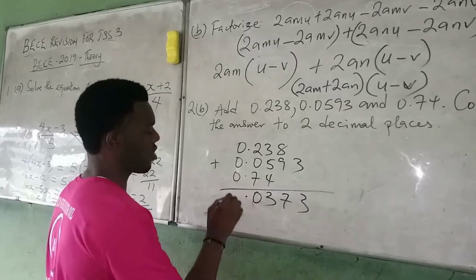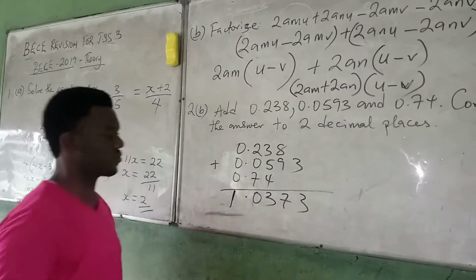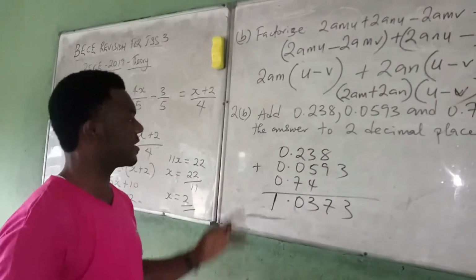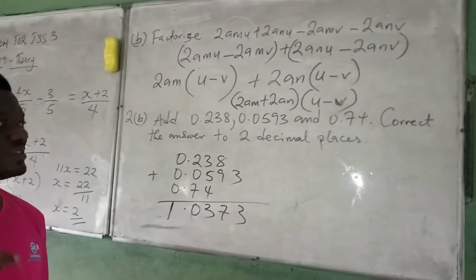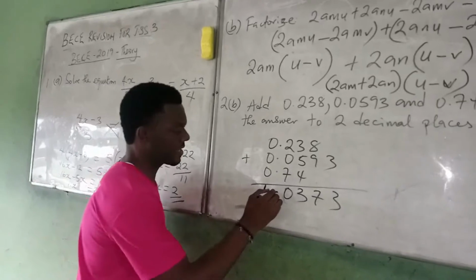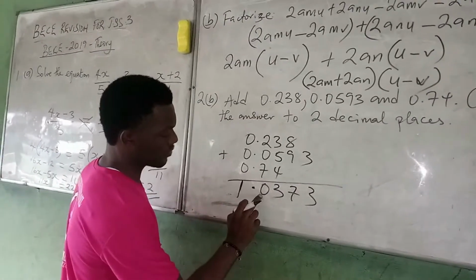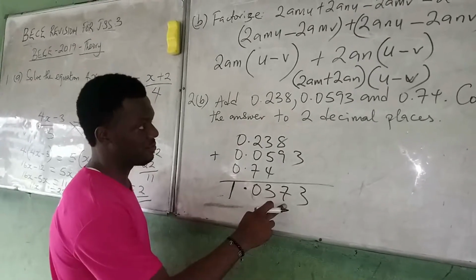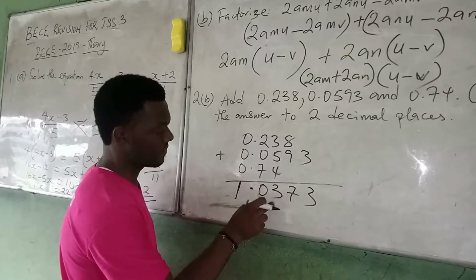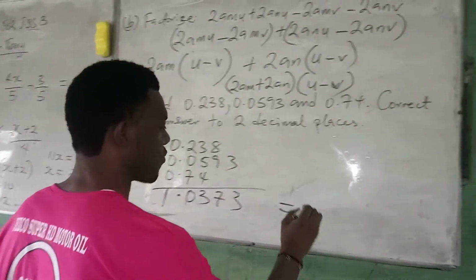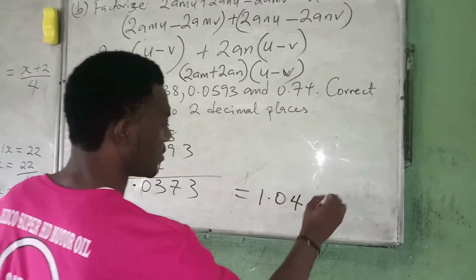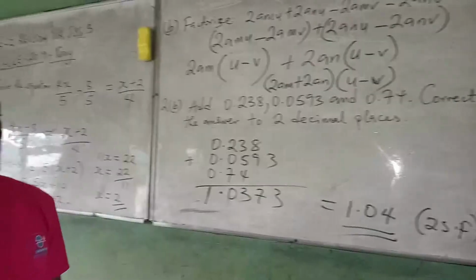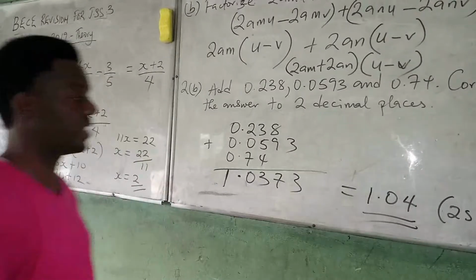We have 0.1. So now we have 1.04. So this is the sum, what you get when you add these numbers. But they say correct the answer to 2 decimal places. What do you mean by decimal places? After the decimal point, we count. This is the first decimal place. This is the second decimal place. So the number following this second decimal place is up to 5, so you add 1 to it. So the answer will be 1.04 to 2 decimal places.